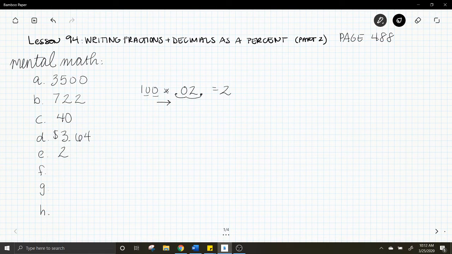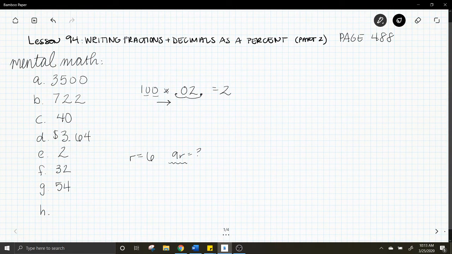Okay, letter F is 640 divided by 20. The answer to that one is 32. Letter G, if R equals 6, what does 9R equal? The answer is 54. Remember, when we have numbers right next to each other, especially a number and a variable, it implies multiplication. So we would do 9 times 6, and that's how we get 54.